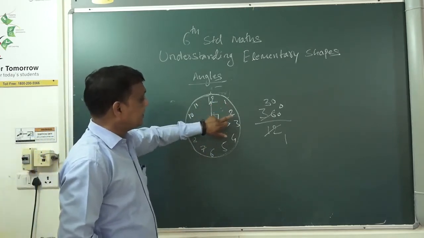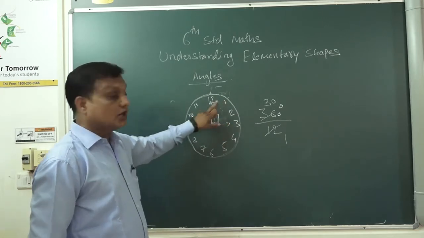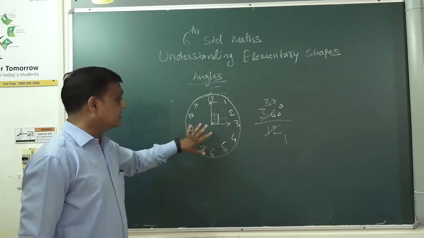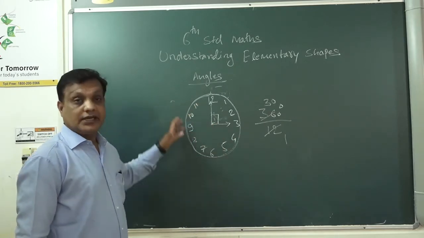How 90 degrees? 30 plus 30 plus 30. You cross 3 numbers, it means 90 degrees. 1 number means 30 degrees. Again it is a right angle. In this way, you can calculate the degrees in a clock.